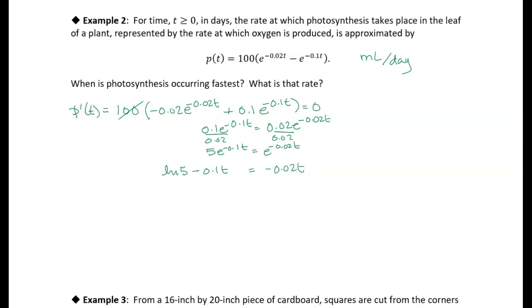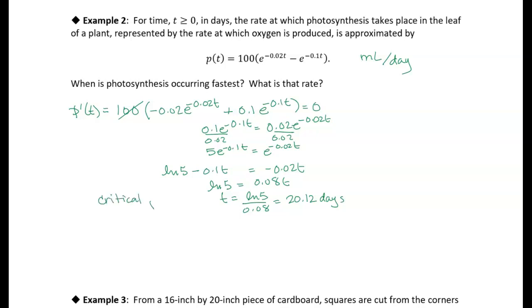Okay, and then I can add 0.1t to both sides. I get the natural log of 5 is equal to 0.08t, and so t is equal to the natural log of 5 over 0.08. If I put that into my calculator, I get 20.12 days. Okay, so we have a critical point. This is our critical point.